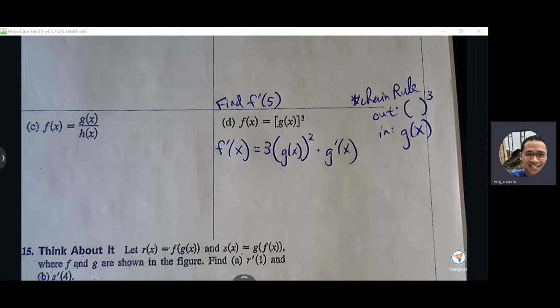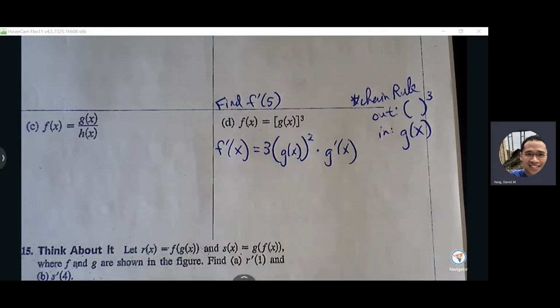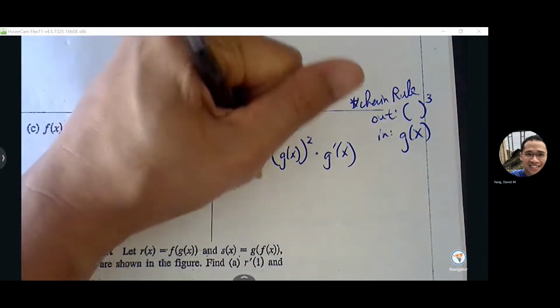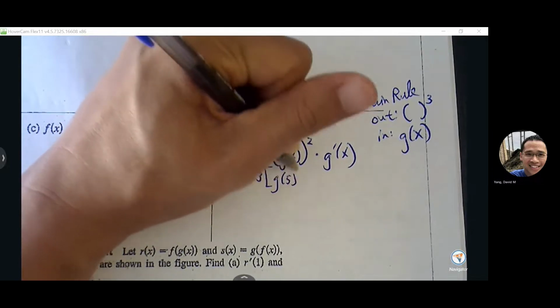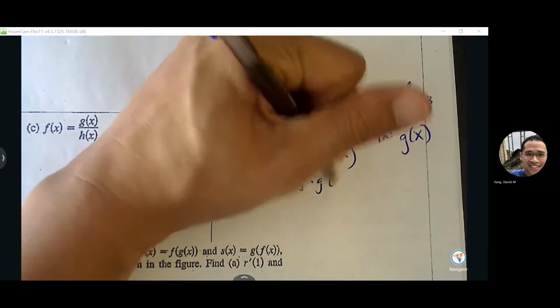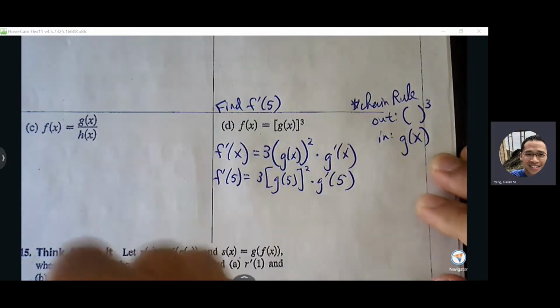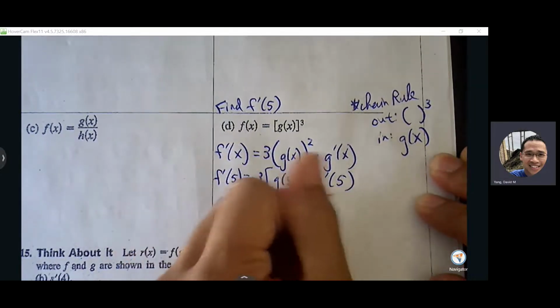Any questions so far? All right, we want to find f prime of 5. Now I can do what? What's the next step? Okay, plug in 5 in for x. So we're done with the calculus. Now we're just trying to get it down to a number. Okay. And now what's the next thing that we want to look to replace? Yeah, g of 5 and g prime of 5.